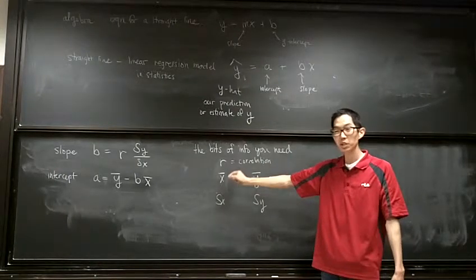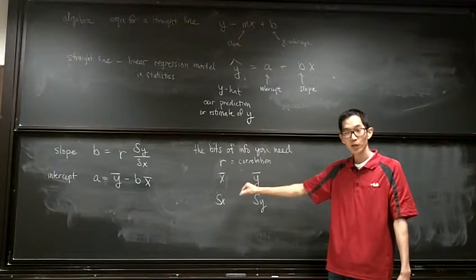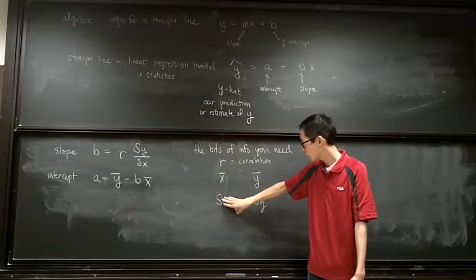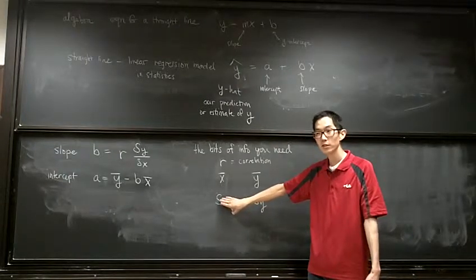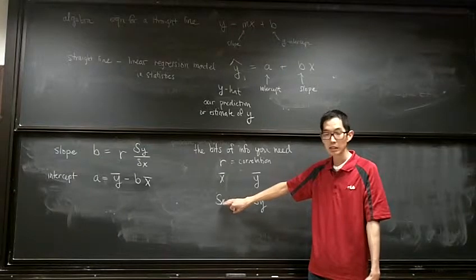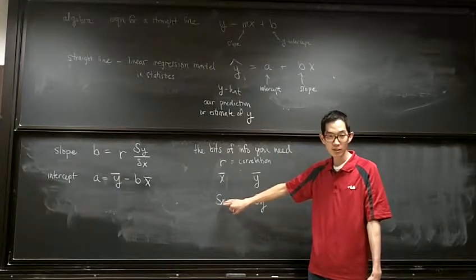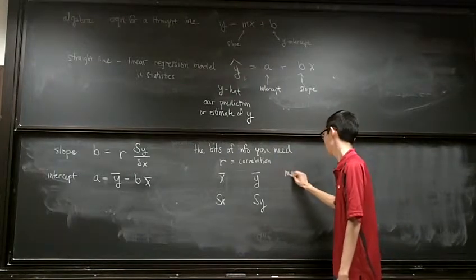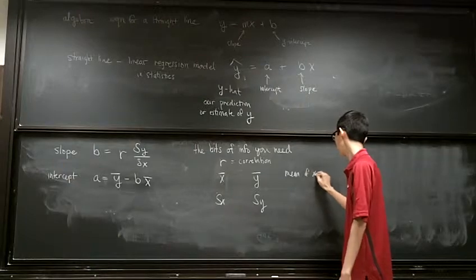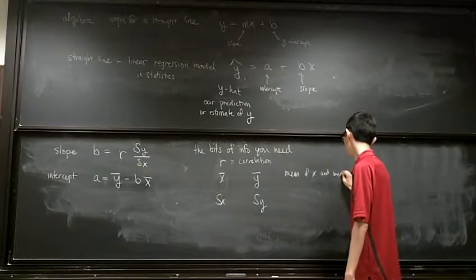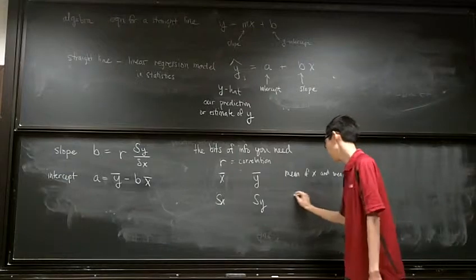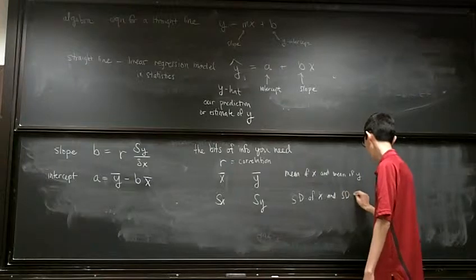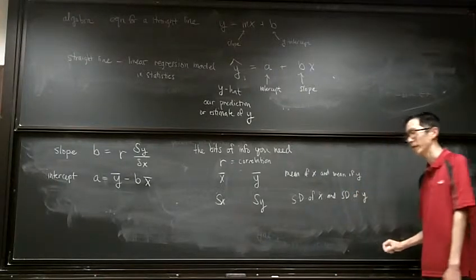So X bar is the mean of all of your X values. Y bar is the mean of all of your Y values. Okay? What is S? Standard deviation. I'm going to put S sub x, this is the standard deviation of all your X values. S sub y, standard deviation of all your Y values. So you need the mean of X and mean of Y, and then you have the standard deviation of X and the standard deviation of Y.